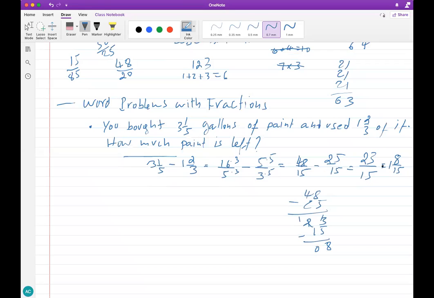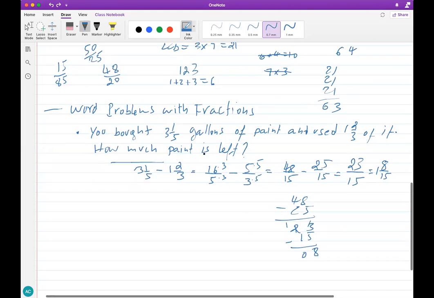And the answer should make sense. This is the amount we bought, and if we use some of it, you expect your answer to be less than the amount that you bought. If for some reason you get 10 gallons and 2/5, that would not make sense. You should get less than what you bought. So always try to logically check your answer, see if it makes sense or not. If not, you gotta go back and check your work.